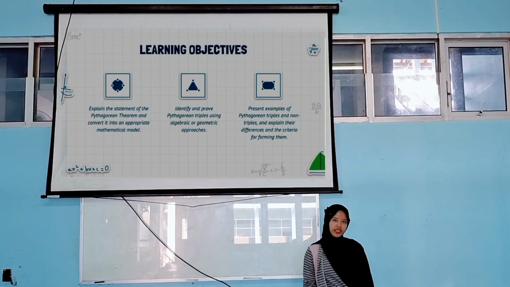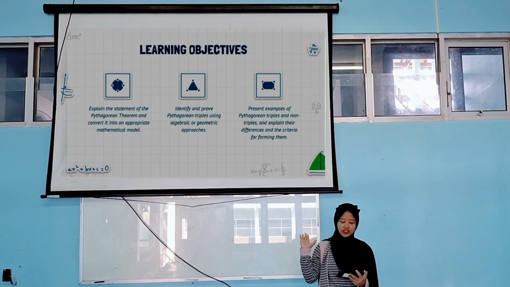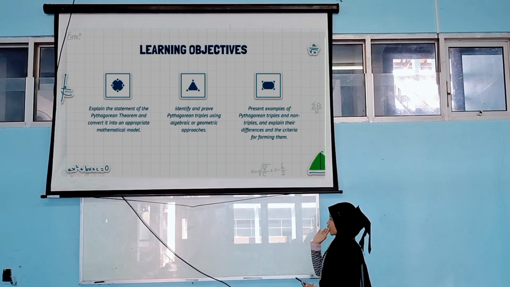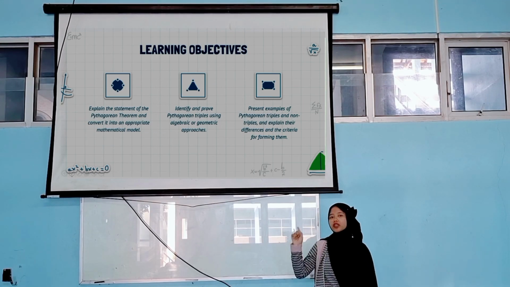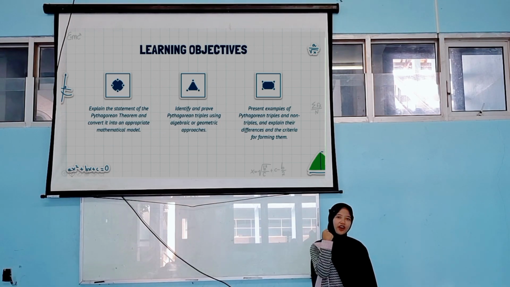Before we begin, here are our learning goals for today. There are: understand and model the Pythagorean theorem, identify Pythagorean triples, and finally, prove triples using algebra and geometry. Let's tackle all three with fun and focus.